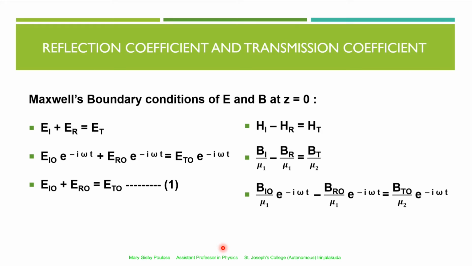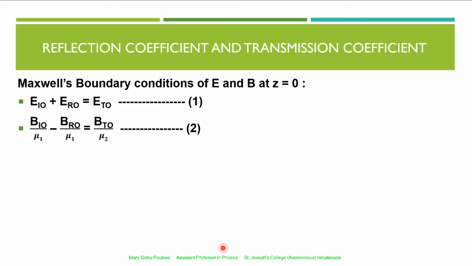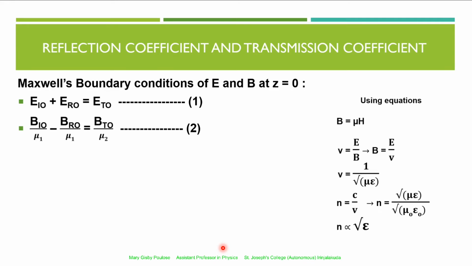Now, cancelling the same terms on both sides of the equation, e^(-iωt), we get B_I0/μ1 - B_R0/μ1 = B_T0/μ2. Let this be your second equation. Hence, Maxwell's boundary conditions for the electric vector and magnetic vector at z = 0 are given by these two equations. Now, let us use a few more equations to substitute for B in these equations.